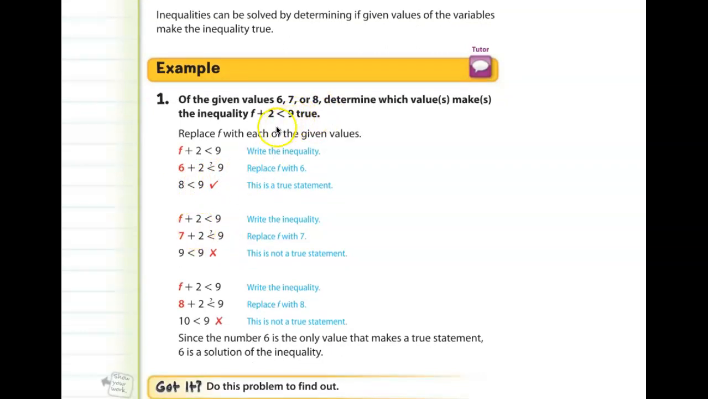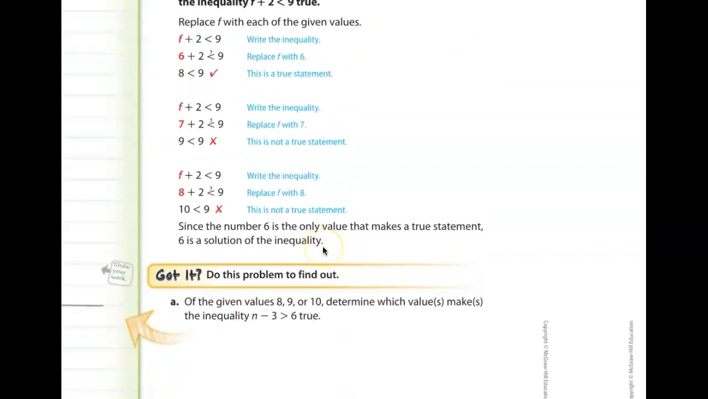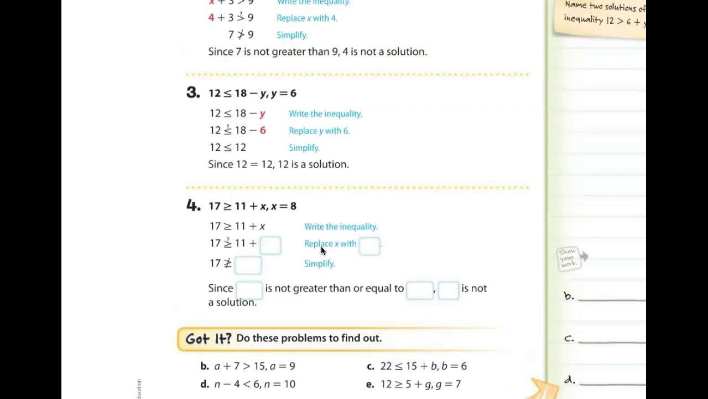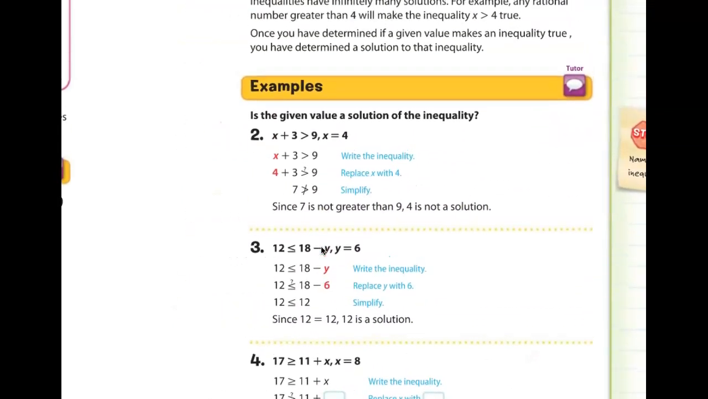Could 7 be a possible answer? 7 plus 2, if we replace the letter f with 7, 7 plus 2 is 9. 9 is not less than 9, so that's not a possible answer. 8 plus 2 is 10. So if you replace the letter f with 8, that can't be an answer because 10 is not less than 9. So those are the kinds of questions we're going to be practicing here in just a little bit.